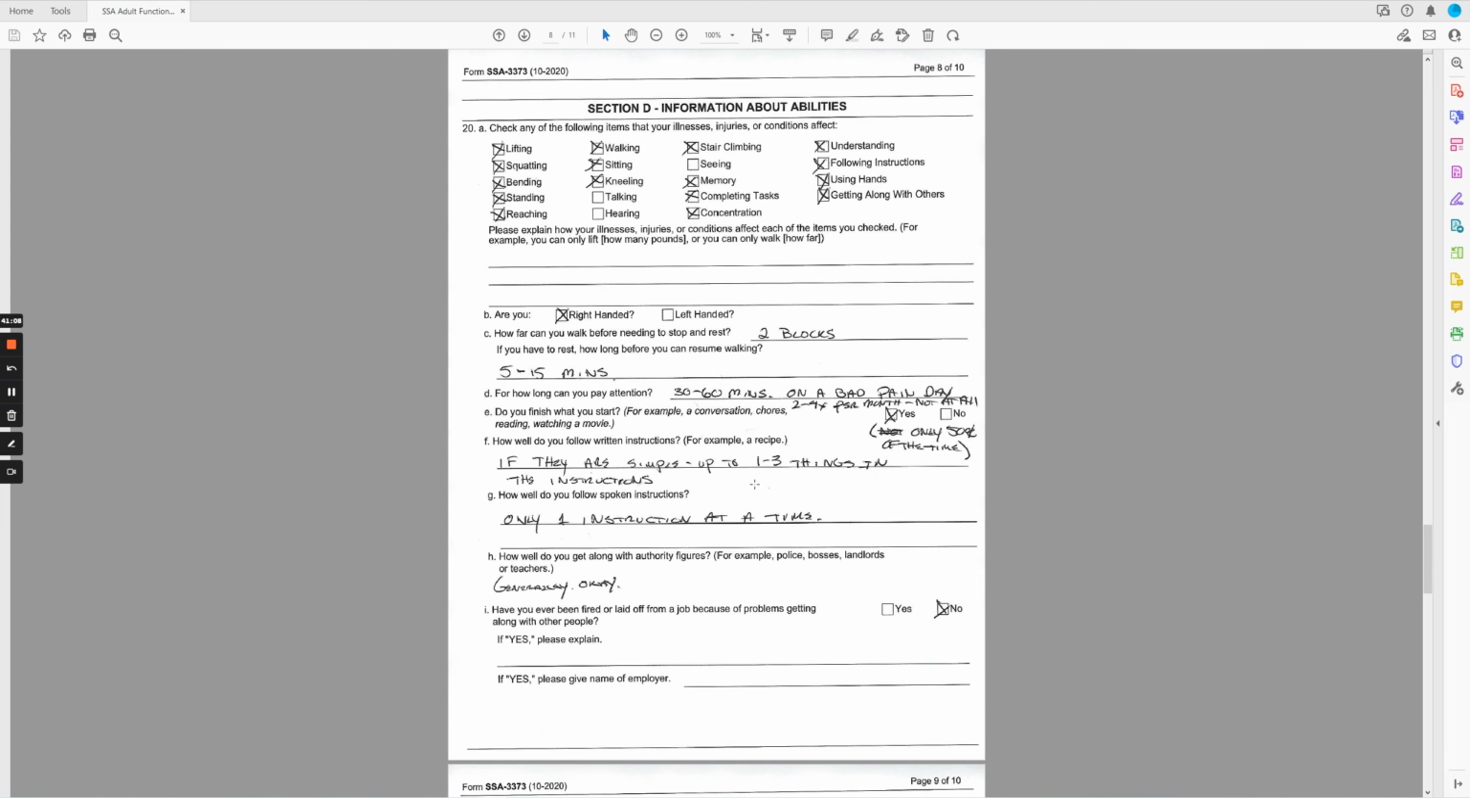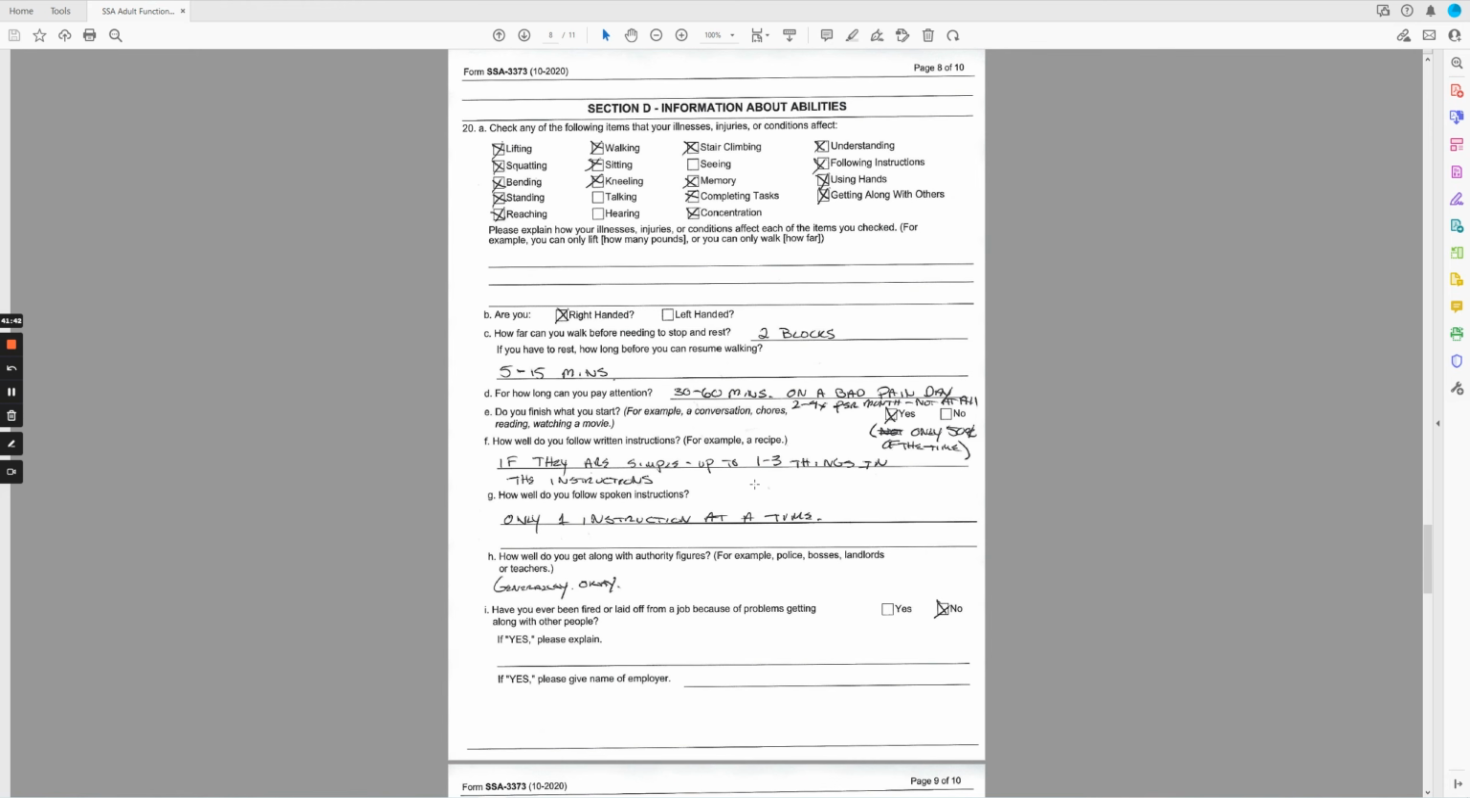So walking, how far can you walk in city blocks before you need to stop and rest? Sitting is how long can you sit in a typical office chair before you would need to stand up and lay down. And again, with the walking, the reaching, the standing, the sitting, the kneeling, when you describe the length and the time you can do it for, you need to be specific. 15 minutes, 10 pounds, 5 minutes. Okay, stair climbing. I can only climb three steps.